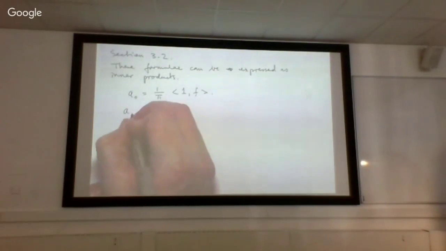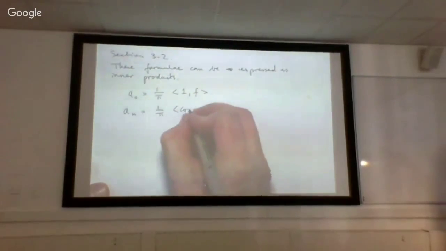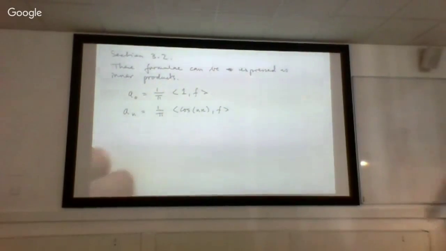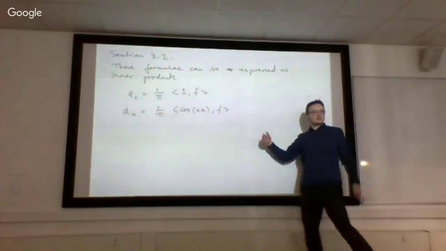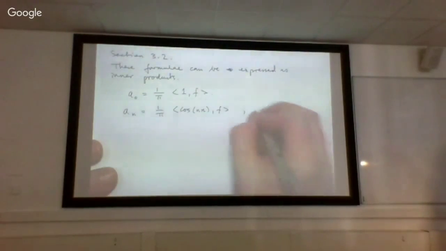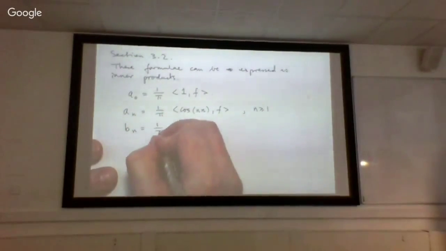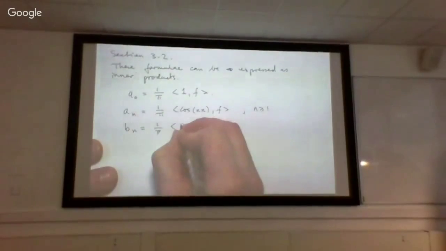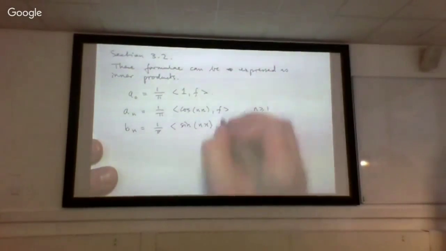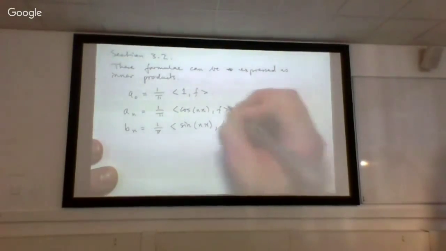And similarly, the other an's are 1 over pi times the inner product of cosine nx with f. You could write f first and the cosine afterwards, remember, because inner products are symmetric, of course. So that applies for any n greater than or equal to 1, and bn is 1 over pi times the inner product of the sine function with f. You should probably write f of x there since I'm writing x there. f of x.